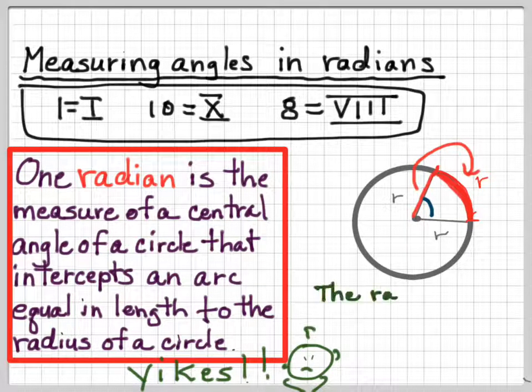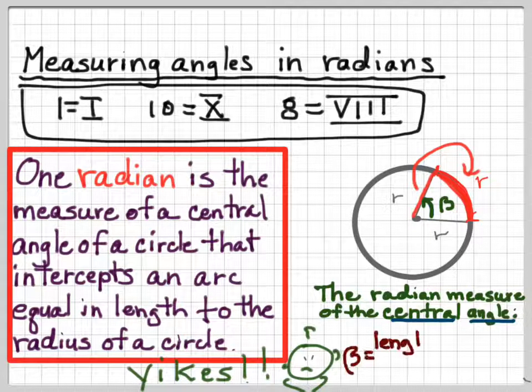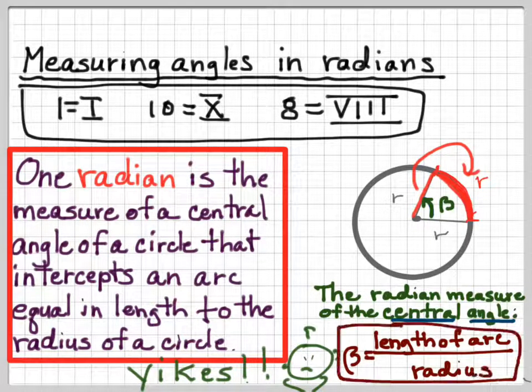Okay? So the radian measure of the central angle is what we're looking for. And there's a formula for that. The formula is the length of the arc divided by the radius. So it's going to be the length of the arc on the circle divided by whatever the radius is. Let's do some examples.